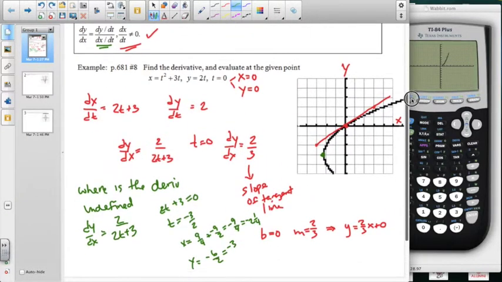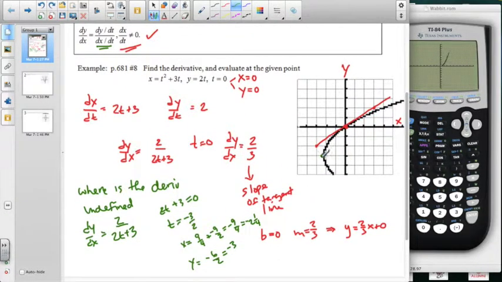And if you think about the derivative, the slope of the tangent line, right? That tangent line here is vertical. So when we're talking about the derivative being undefined, we're talking about finding those points of vertical tangency. And we'll talk more about that as we get into other examples.